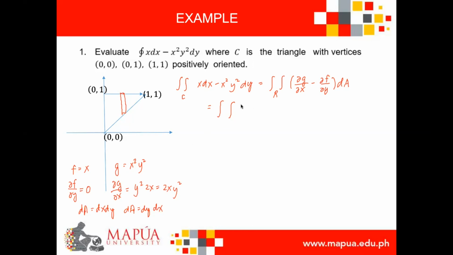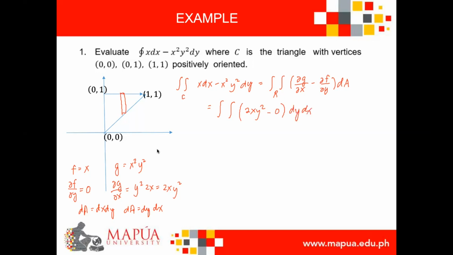So that we have here now, the partial derivative of g with respect to x is equal to 2xy squared. Then the partial derivative of your function f with respect to y is 0. Then as I mentioned, I will use dy dx for my dA.